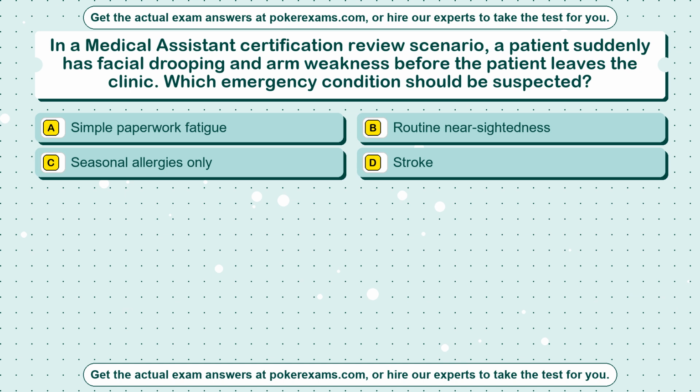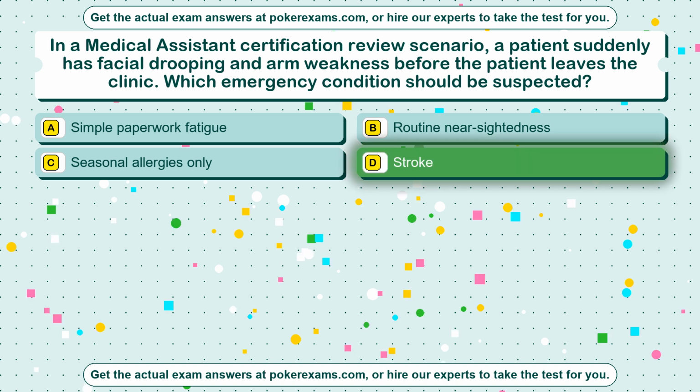Question 92. In a medical assistant certification review scenario, a patient suddenly has facial drooping and arm weakness before the patient leaves the clinic. Which emergency condition should be suspected? Option A, simple paperwork fatigue. Option B, routine nearsightedness. Option C, seasonal allergies only. Option D, stroke. The correct answer is option D, stroke.